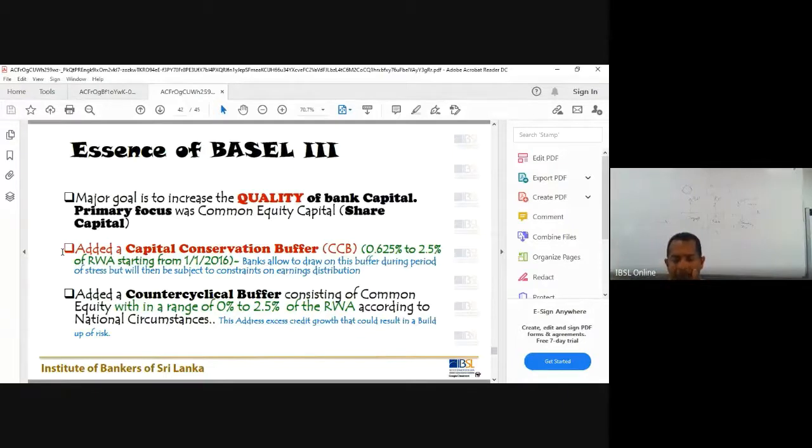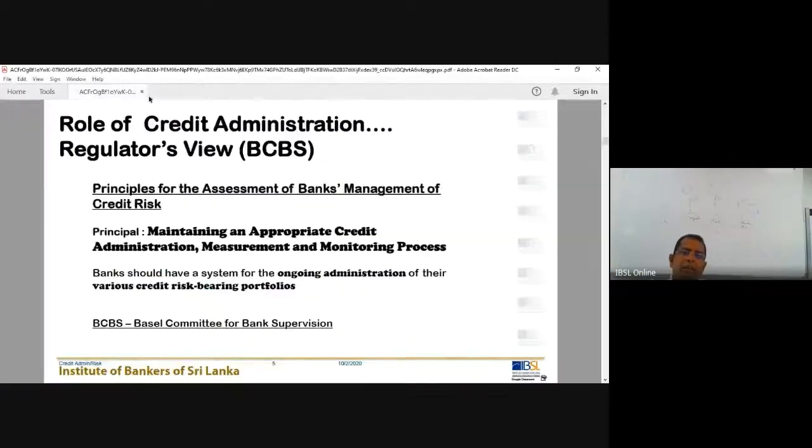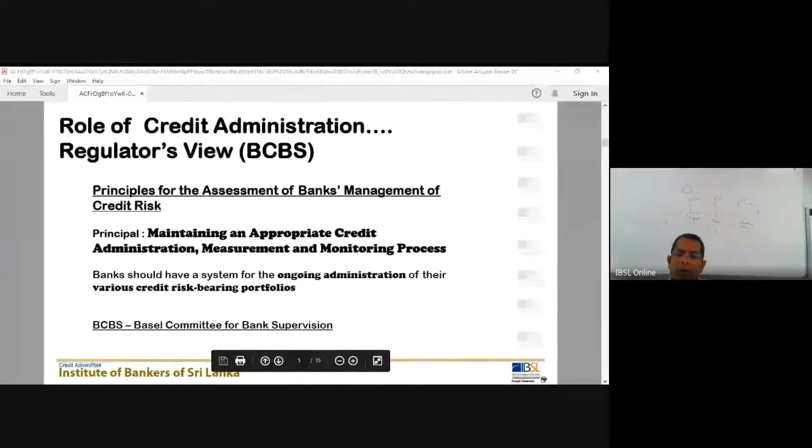The central bank comes and says, now you activate your countercyclical buffer across the banks, so your capital availability will come down. So you can't lend, in order to control the market, right? So these are the main features of Basel 3. So we are good.